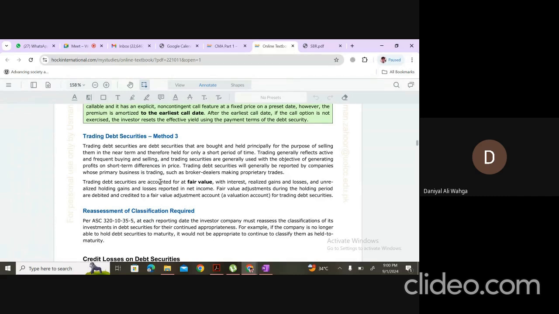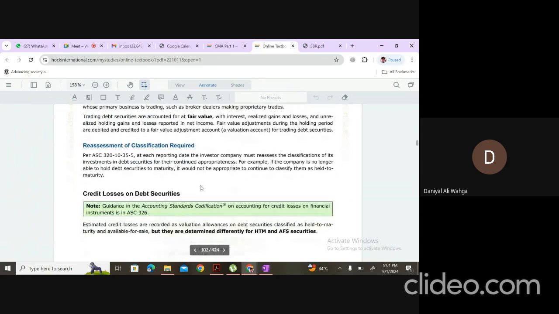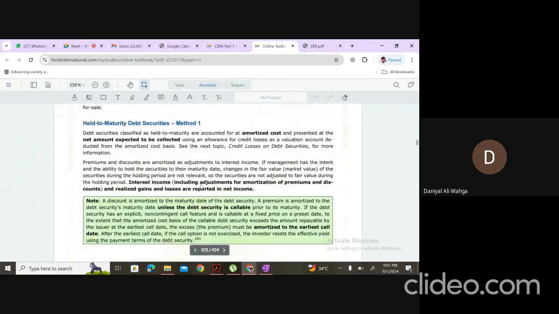Trading debt securities are accounted for at fair value, with interest, realized gains and losses, and unrealized gains and losses, all being reported in net income. Fair value adjustments during the holding period are debited and credited to the trading debt securities and transferred to the profit and loss account in the income statement. Okay, so I think I have quite extensively discussed this overview of investments in debt securities, as well as the investment in equity investments.